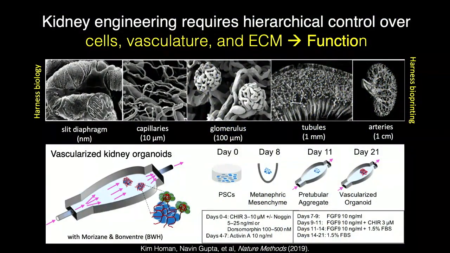And so here we've been very fortunate to work with Ryuji Morizane and Joe Bonventre's group at Brigham and Women's. Ryuji has a protocol for starting with iPSCs, induced pluripotent stem cells, organizing them into aggregates, and then directing their differentiation. We interrupted his protocol at day 11, and we took those pretubular aggregates and put them into a chip that we bioprinted. And we're looking now at cues, like how does flow influence the development of vasculature within these organ building blocks.